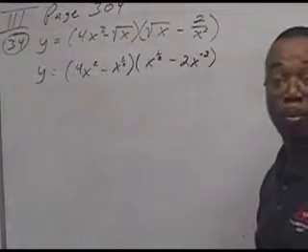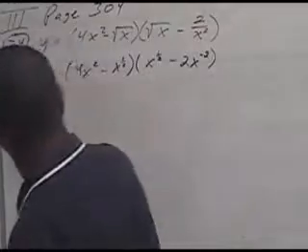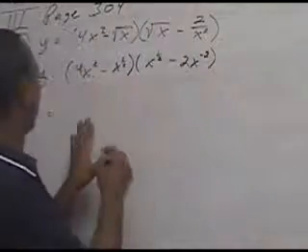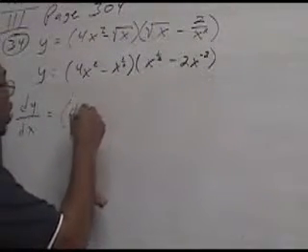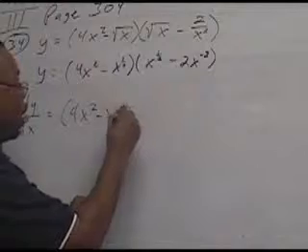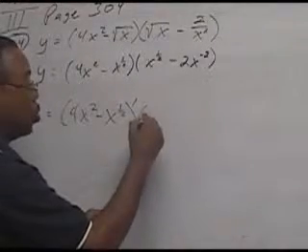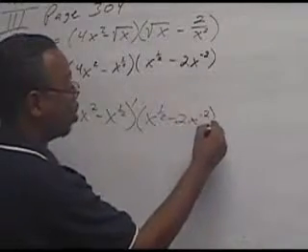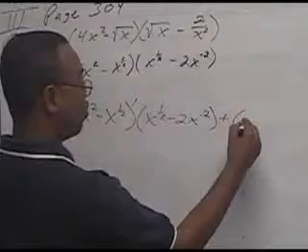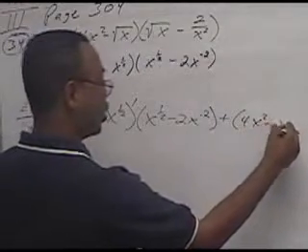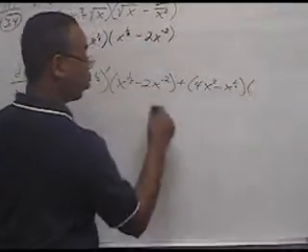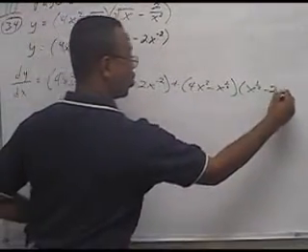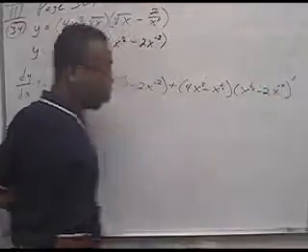And we're going to use the product rule. So, dy over dx will be the derivative of 4x squared minus x to the 1/2 power times the original term, x to the 1/2 minus 2x to the negative second power, plus 4x squared minus x to the 1/2 power, the original, times the derivative of the second term, which is x to the 1/2 minus 2x to the negative second power.